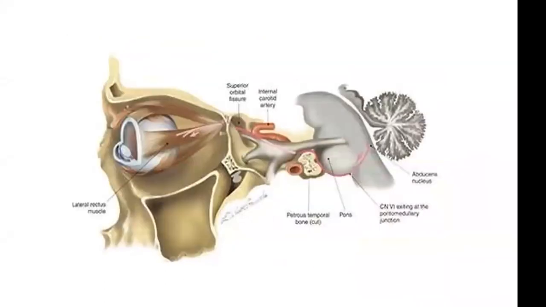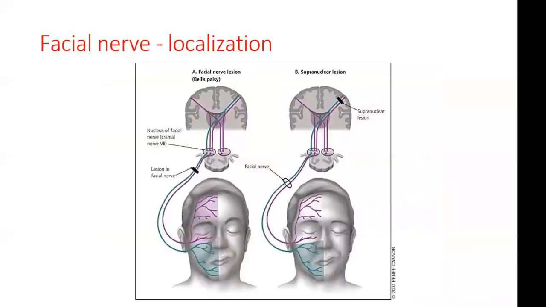Then the seventh nerve. How do you localize a seventh nerve palsy? What is the first question you ask yourself? Is it upper motor neuron? Is it lower motor neuron? If it's lower motor neuron, the whole face will be gone. If it's upper motor neuron, only the lower part of the face will be gone. Why is that? Because the upper part of the face has a dual innervation.